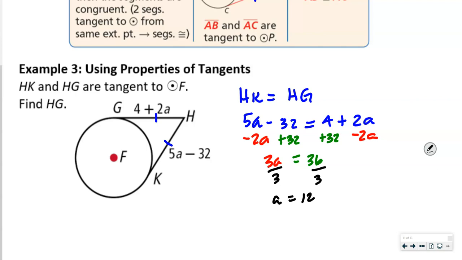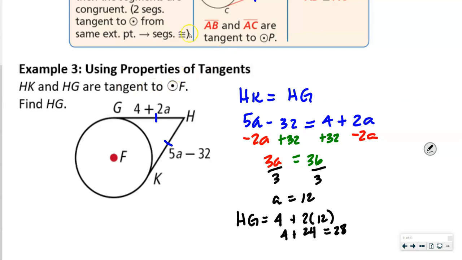Now it's asking us not to solve for A, but to solve for HG. Okay, so we're going to then put that 12 back in HG. So that's going to be 4 plus 2 times 12. So that's going to be 4 plus 24, which is 28.